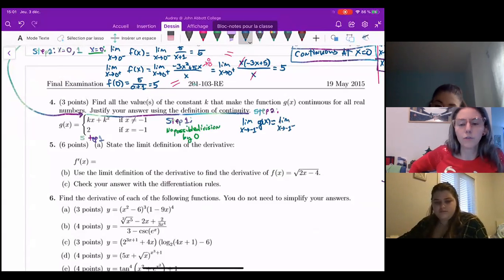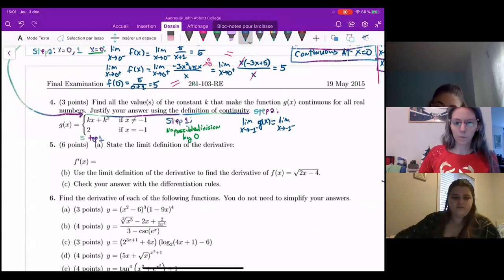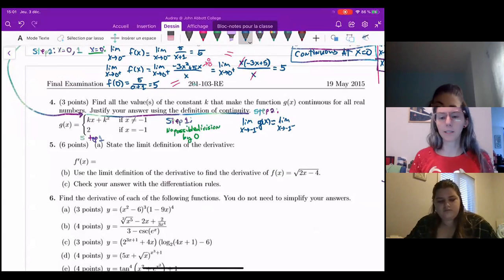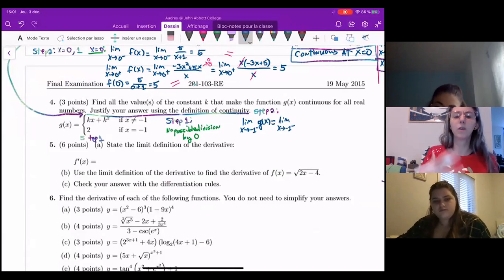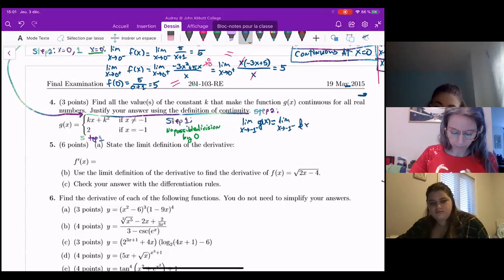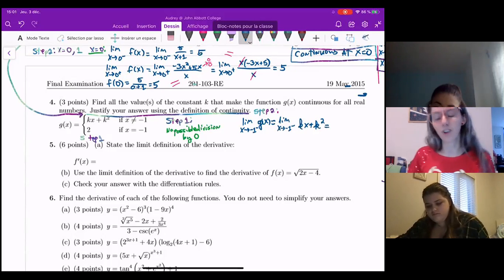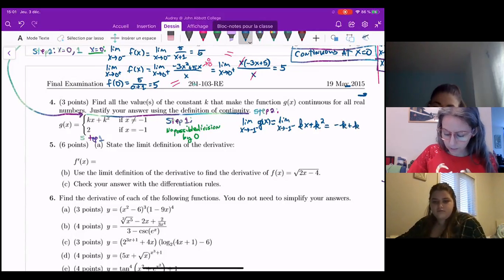Which function am I going to for -1 from the left? Remember, that's like -1.1. Yeah, good job, guys. We're going to the first one. The second one is only -1 itself, not -1 on the left side. So the second one is only for f of -1, or g of -1. So this is kx plus k squared. That -1, am I plugging it in for k or for x? For x. So this gives me -k plus k squared.